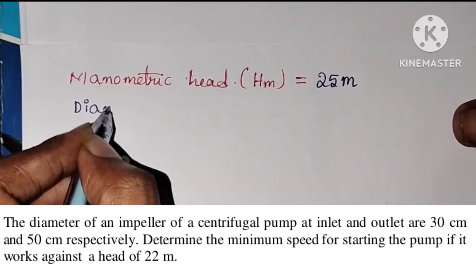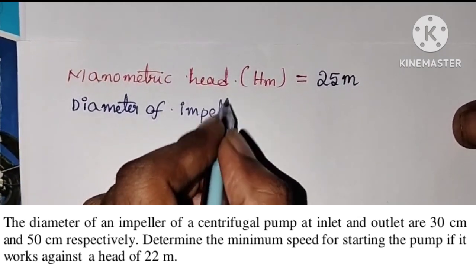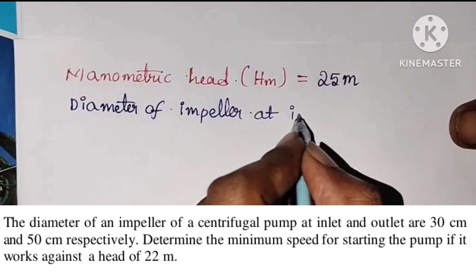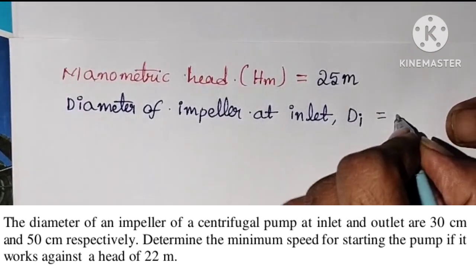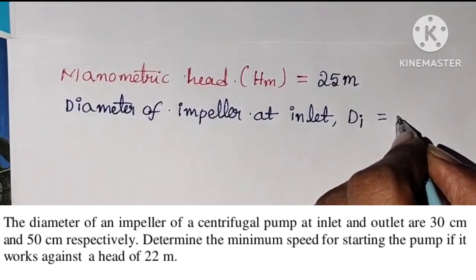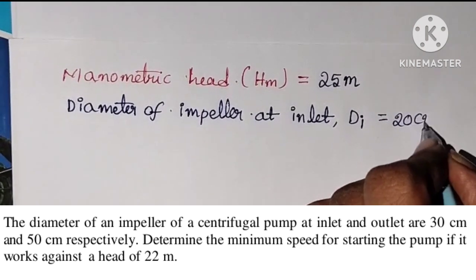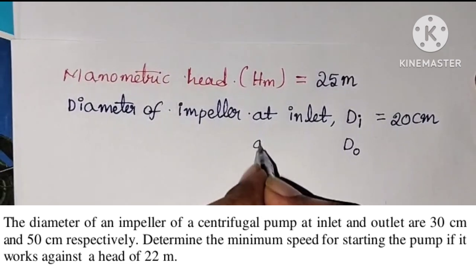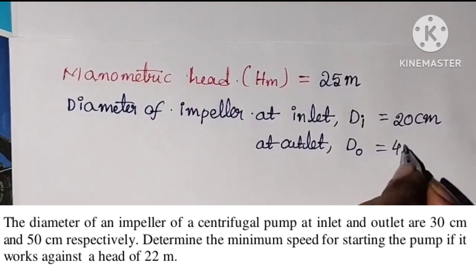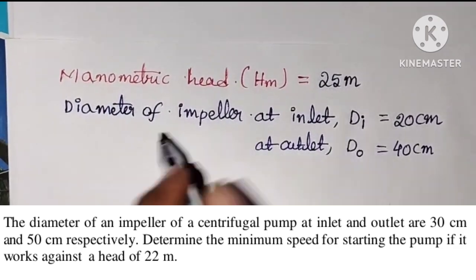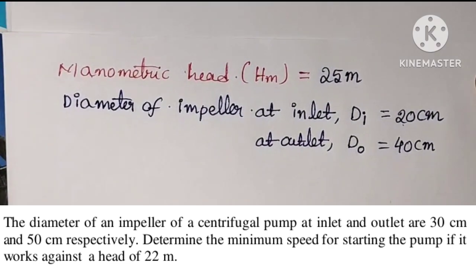Next, the diameter of impeller is given. The diameter of impeller at inlet, Di, is 20 centimeters. The diameter of impeller at outlet, D naught, is 40 centimeters.